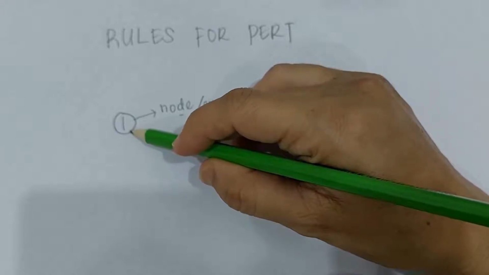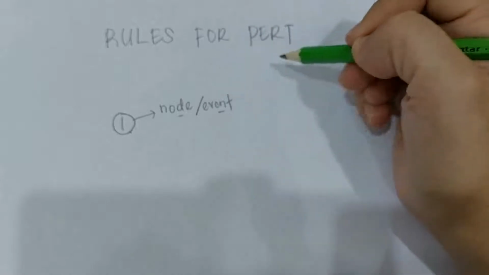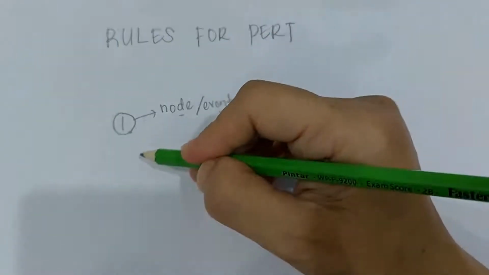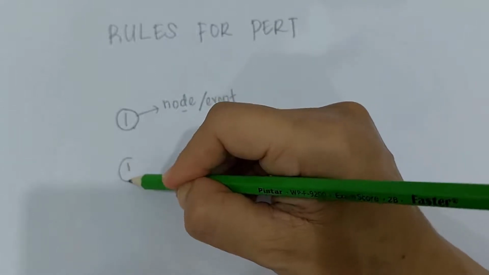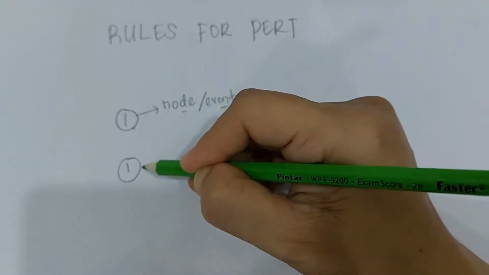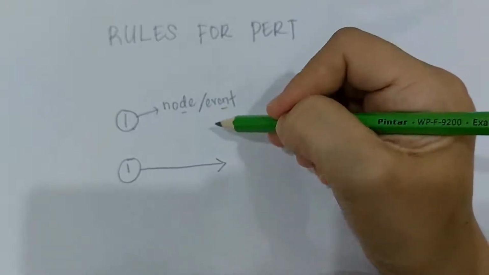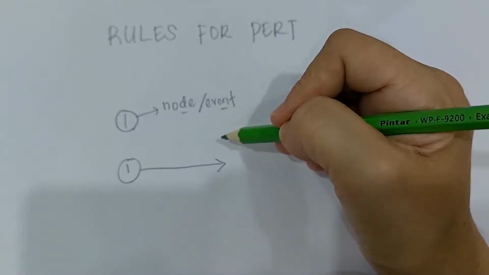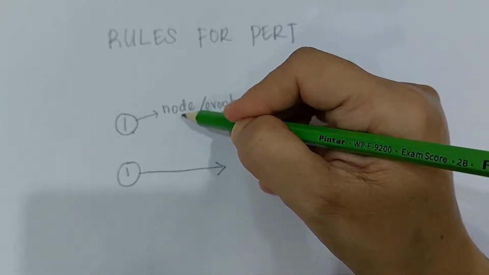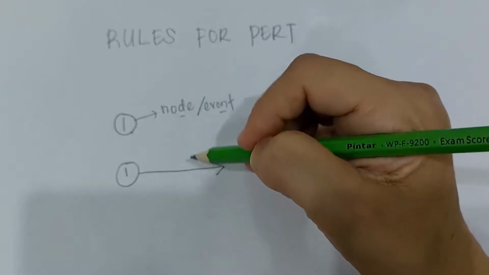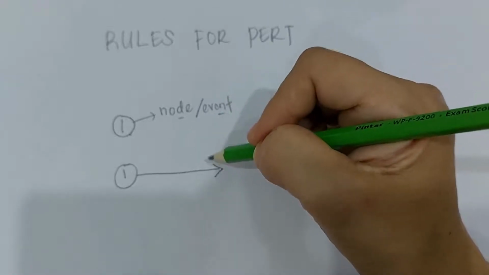After understanding this sequence, the next thing is how to draw the activity or the task. The activity will be drawn on an arrow. First, you draw a sequence number, then you draw an arrow. The arrow must be in a straight line. It doesn't matter whether you draw it straight over here, straight up or down, but it must be a straight line.